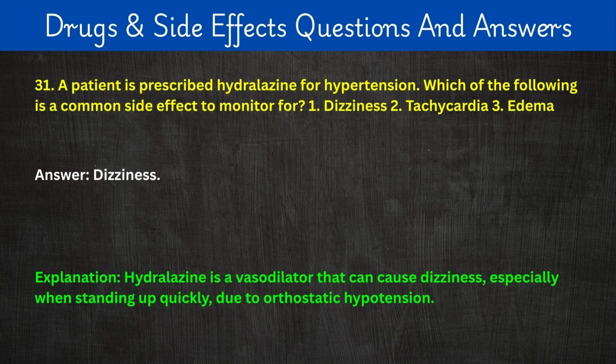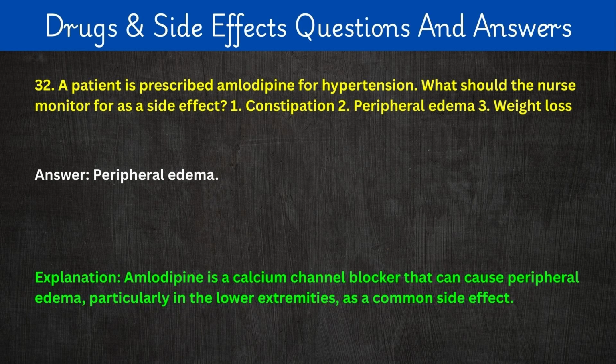31. A patient is prescribed hydralazine for hypertension. Which of the following is a common side effect to monitor for? 1. Dizziness. 2. Tachycardia. 3. Edema. Answer: dizziness. Explanation: hydralazine is a vasodilator that can cause dizziness, especially when standing up quickly, due to orthostatic hypotension.